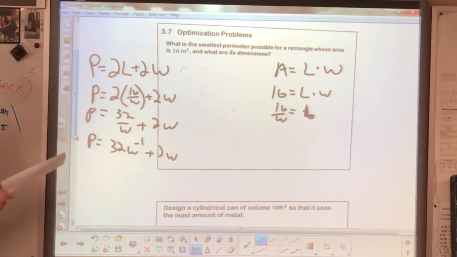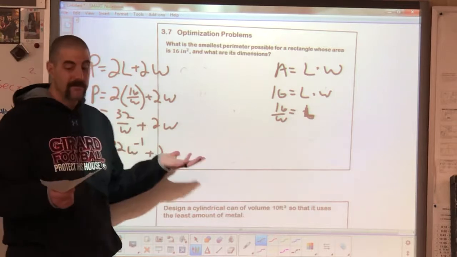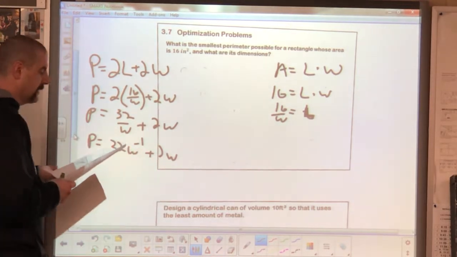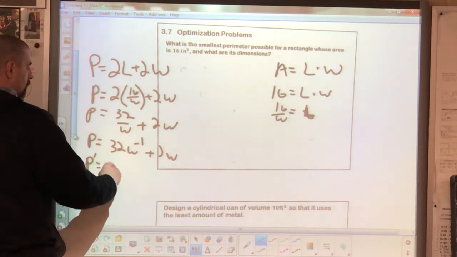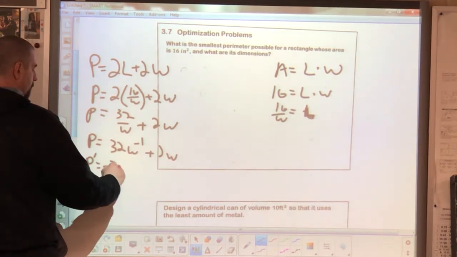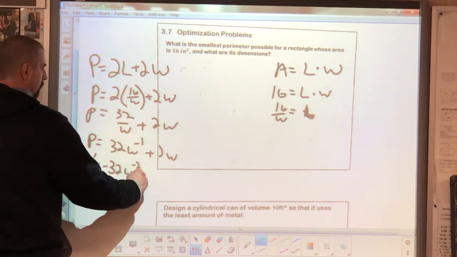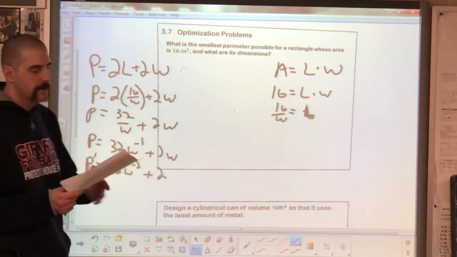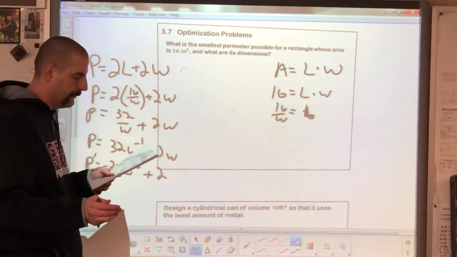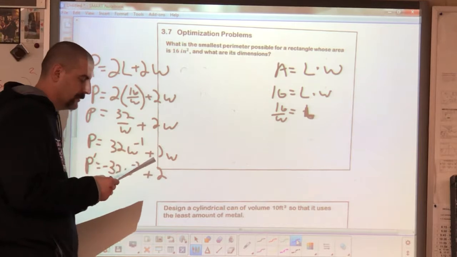Now we're going to take P prime, take the derivative. So you're going to get negative 32 W to the negative 2 plus 2. There's your P prime. Now we are going to set that equal to 0 and solve.